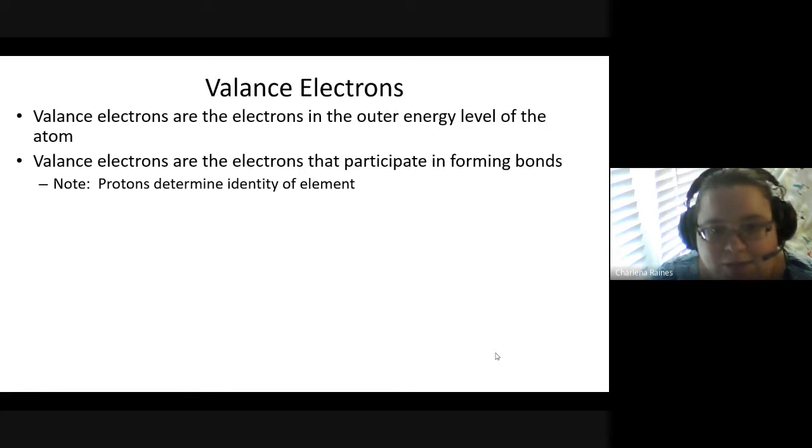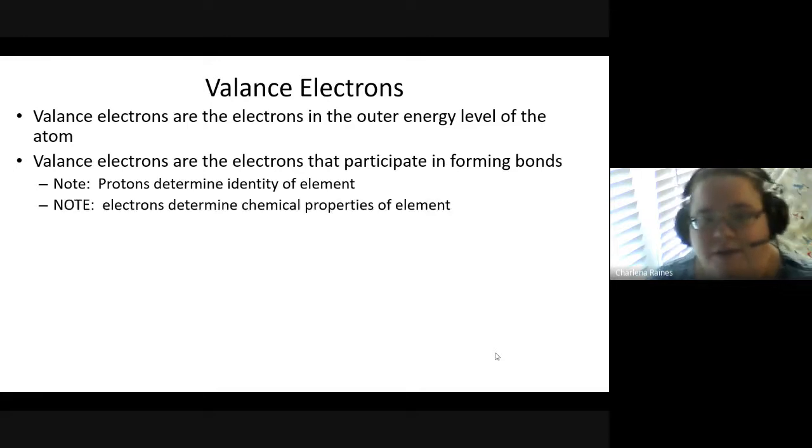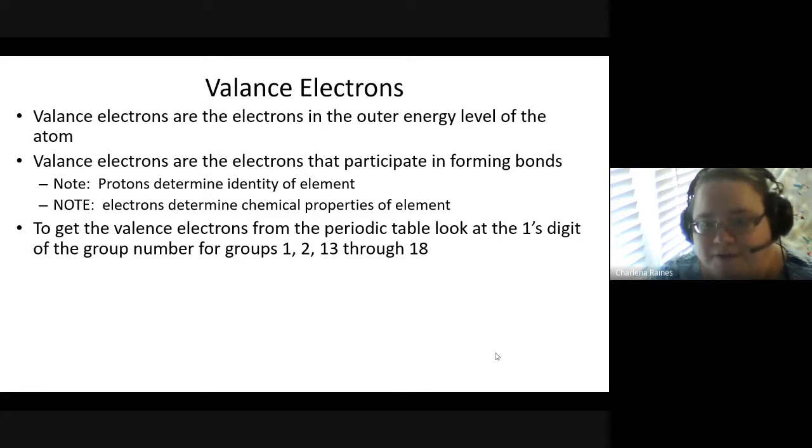Now, just a reminder that my protons is the identity. So my atomic number determines my protons. My protons determines my atomic number. If the element is neutral, my electrons should equal my protons. My electrons determine my chemical properties.